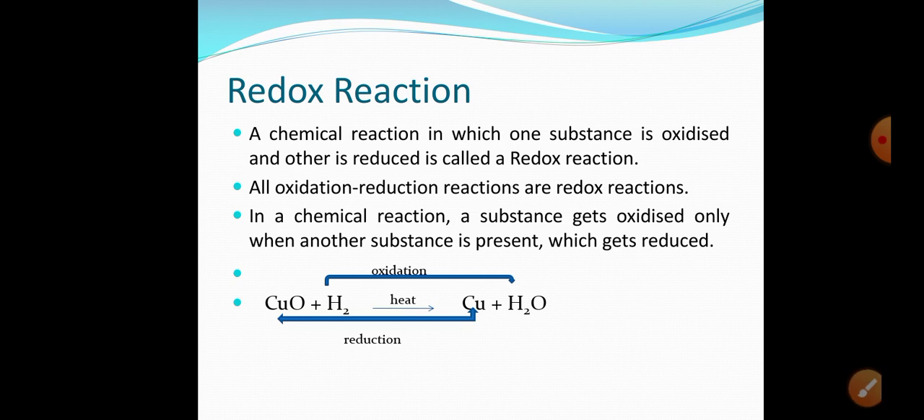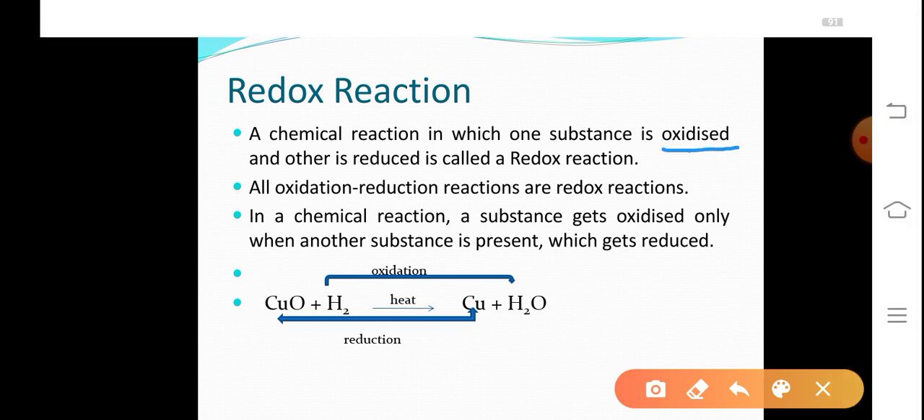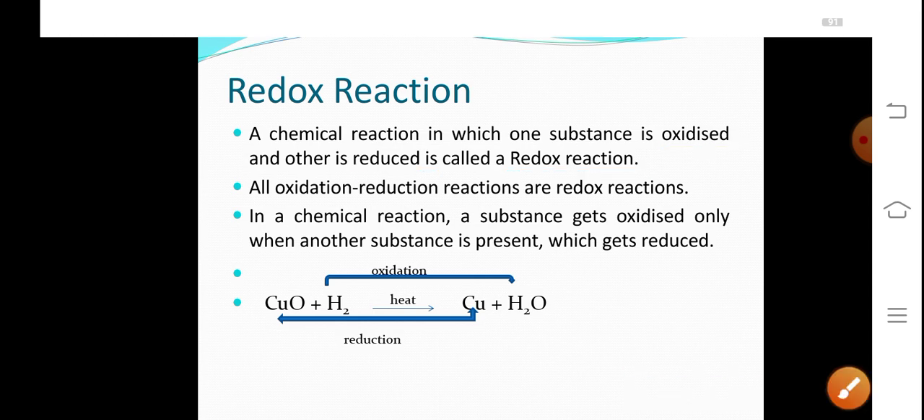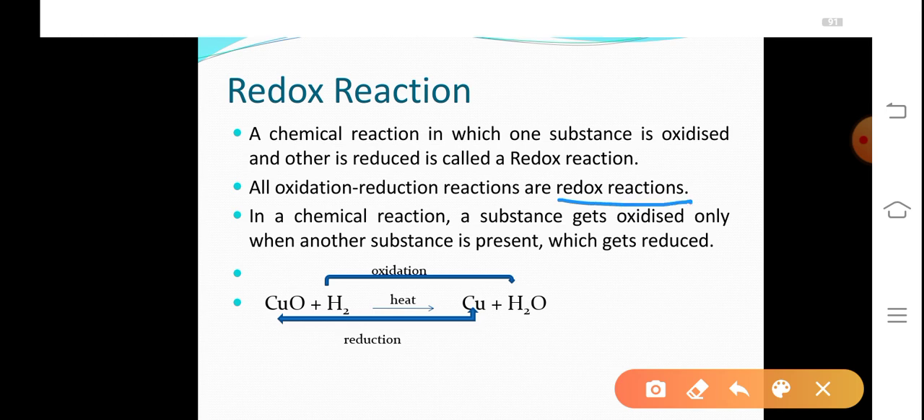Now, what are redox reactions? A chemical reaction in which one substance is oxidized and the other is reduced is called a redox reaction. All oxidation-reduction reactions are redox reactions. So all the oxidation-reduction reactions in which one part is being oxidized and the other part is being reduced come under redox reactions. In a chemical reaction, a substance gets oxidized only when another substance is present which gets reduced.